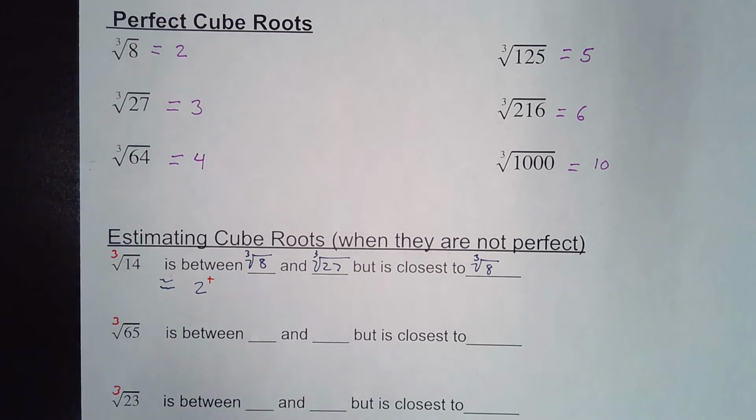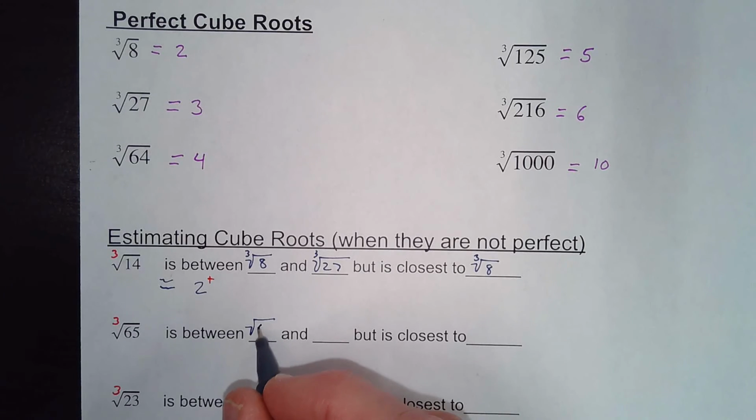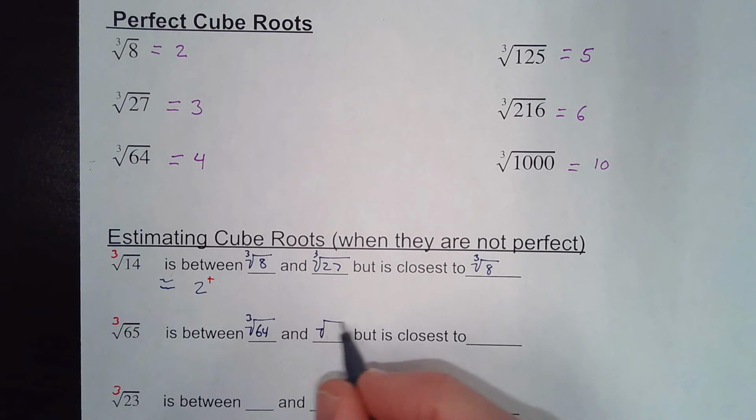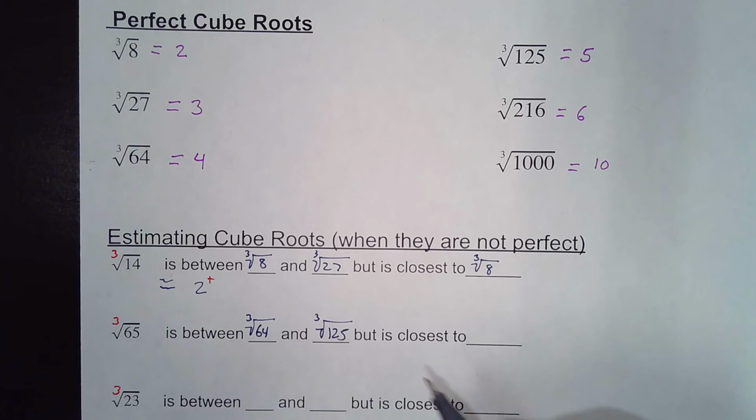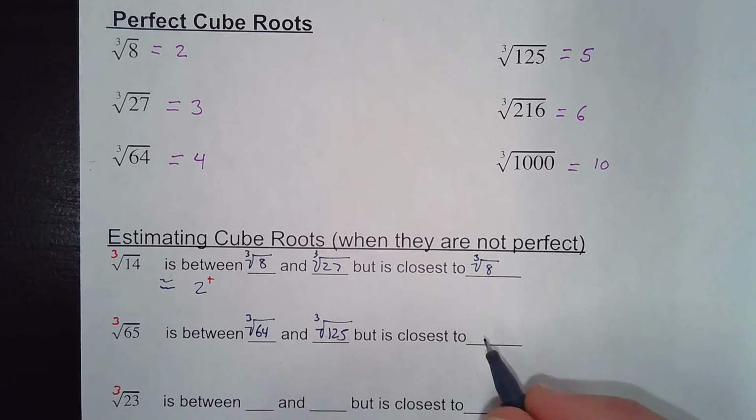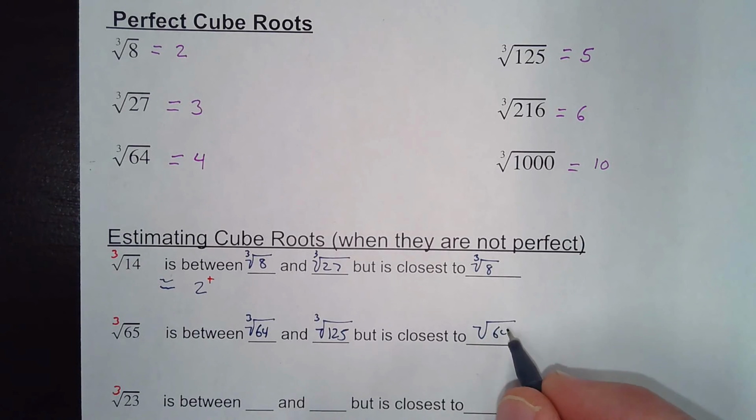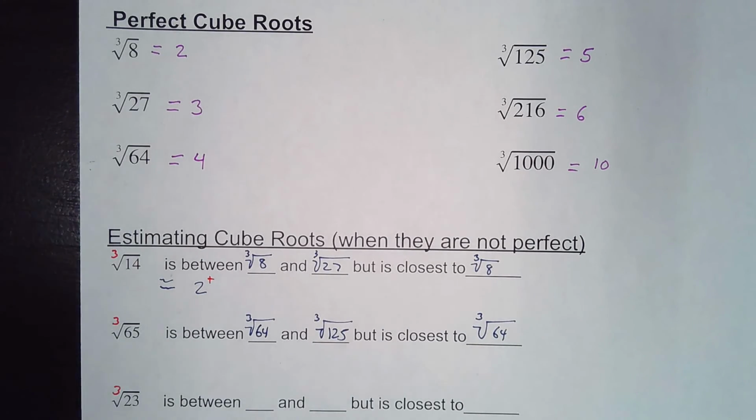All right, cube root of 65. Let's look at that. So 65 falls between the cube root of 64 and the cube root of 125. And it's closest to, this one should be obvious, it's just one more than 64. Closest to the cube root of 64, which is roughly 4. And then is that bigger or smaller? 65 is bigger, so bigger.